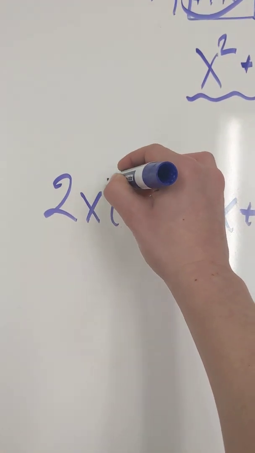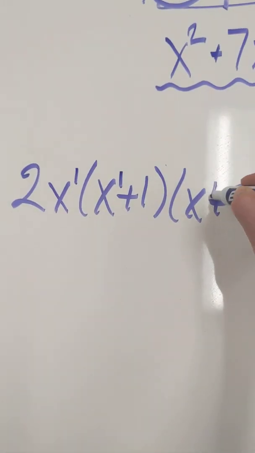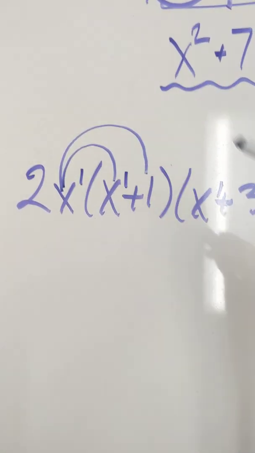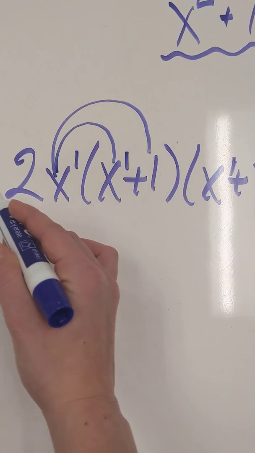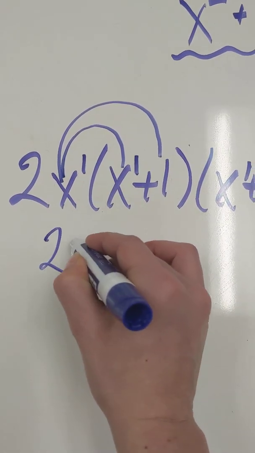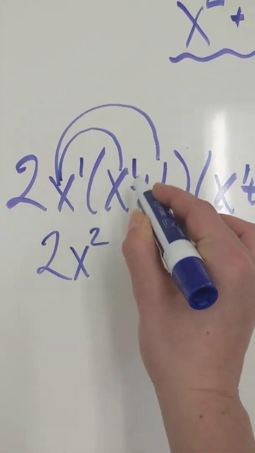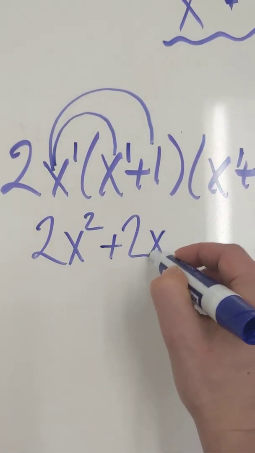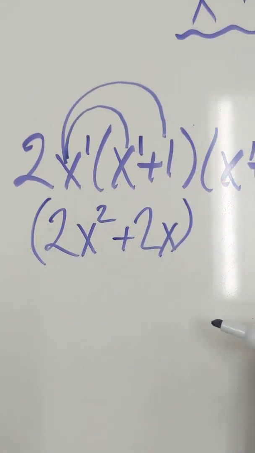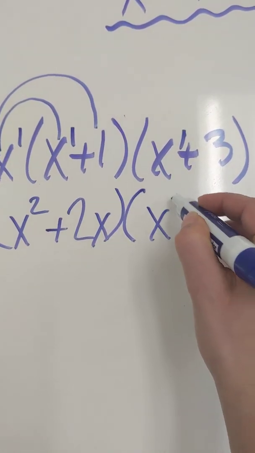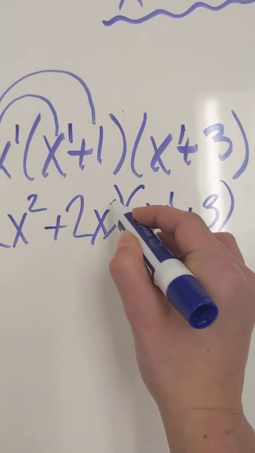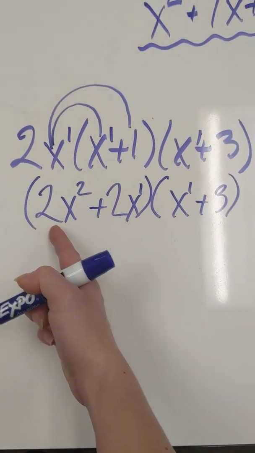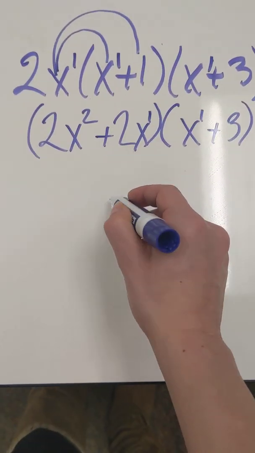I'm going to put little ones on all of these so I remember their exponents are ones. You're going to start by distributing this to the first set of parentheses only. So 2x times x, 2x squared, because 1 and 1 is 2. 2x times 1 is 2x. This one doesn't change. I'm going to put a little 1 here. Just bring it down. Now you have a 2 term by a 2 term, you're going to make your box.